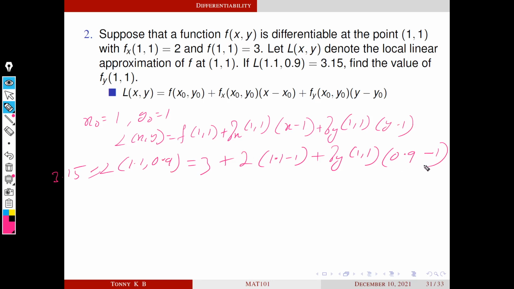So 0.9 minus 1. Now everything is known except fy of 1, 1, so you can solve for it. What is the value of fy of 1, 1? By simplifying this expression, this is 0.2, similarly this becomes minus 0.1 times fy. Anyway, upon simplification, we have fy of 1, 1 is 0.5. Okay, that's it. Thank you.